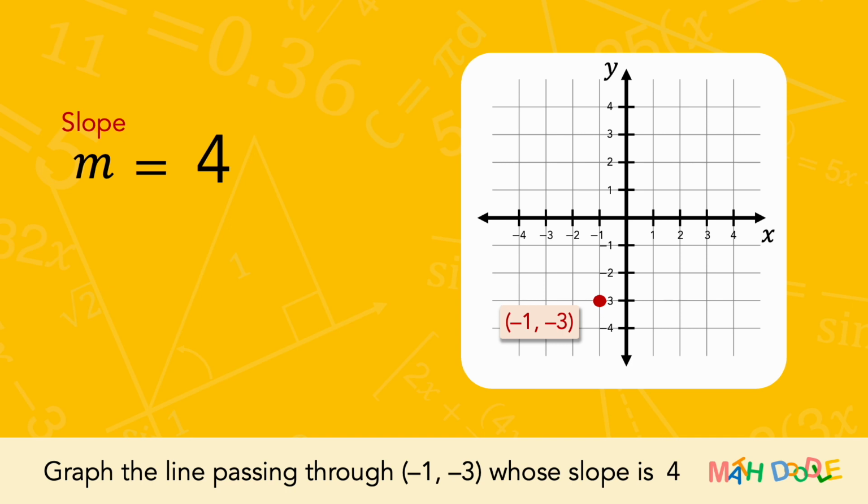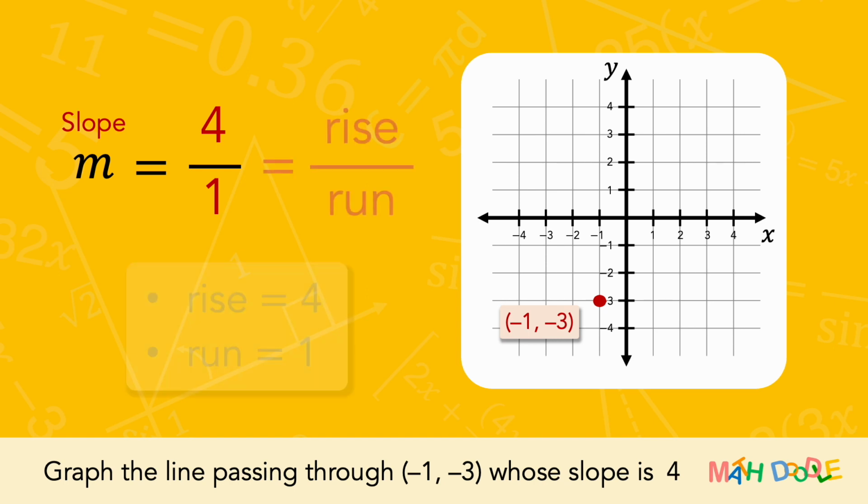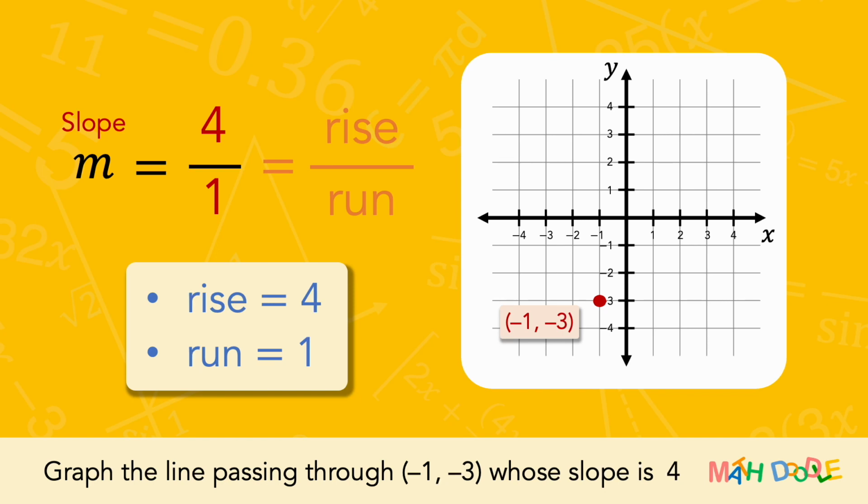Now, let's rewrite this as a fraction. Since the slope of a line is expressed as the ratio of the rise to the run, this tells us that the line has a rise of 4, and a run of 1.